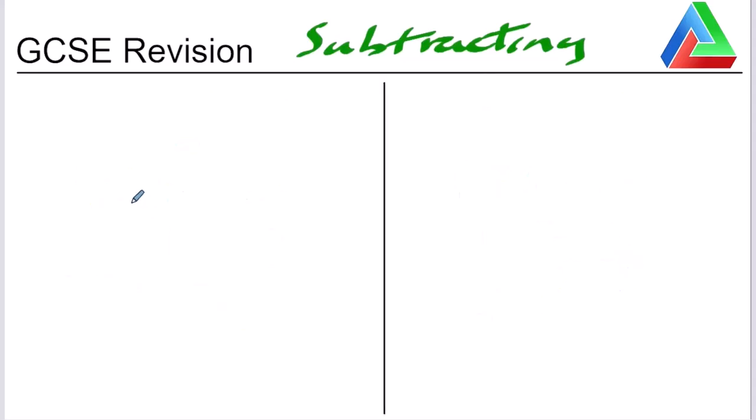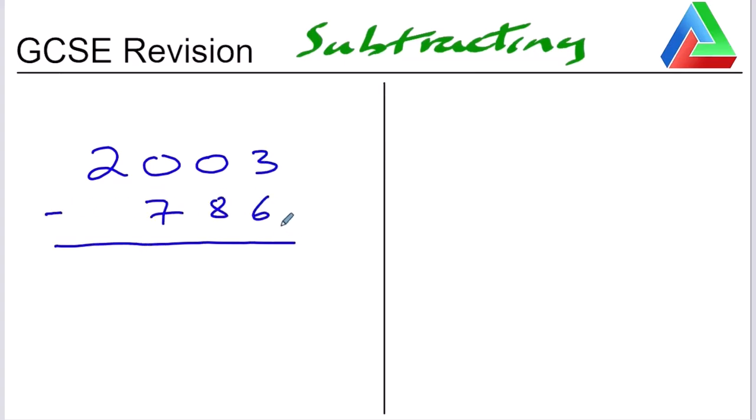Once you've got the hang of this, you can just do it again and again and again, and it works every time. So now let's look at 2003 subtract 786.